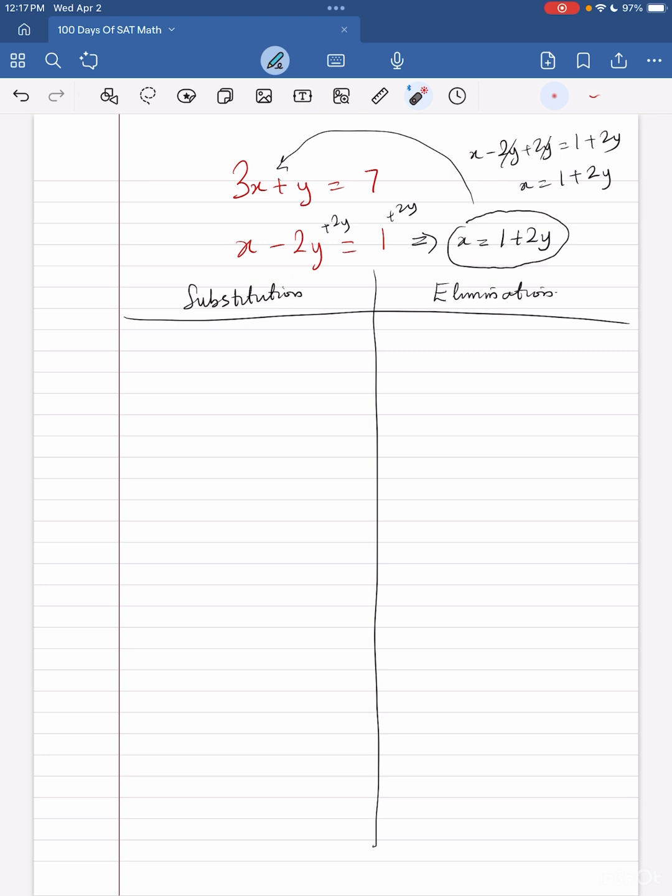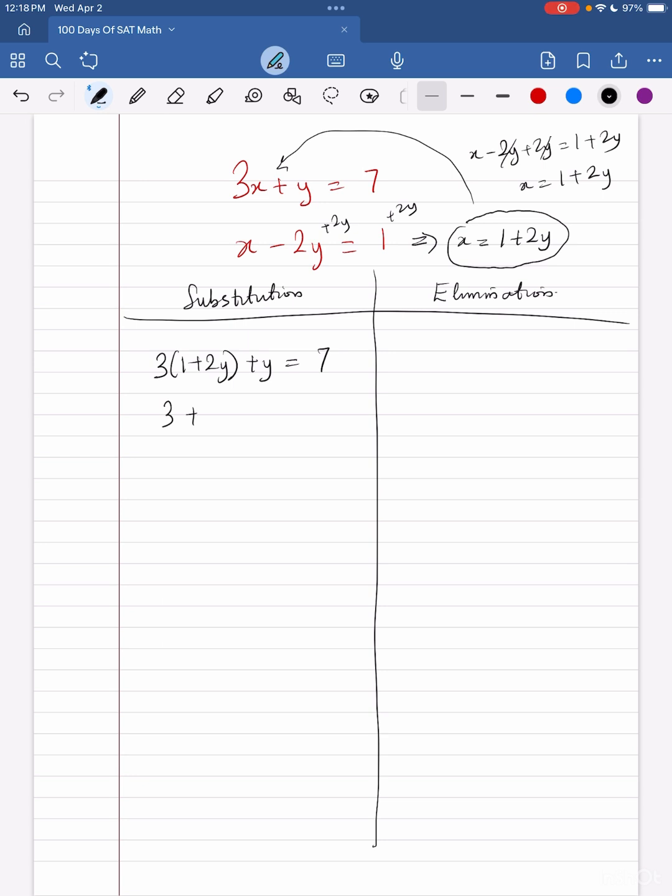So anywhere I see x, I put 1 plus 2y. So what does that mean? We do 3 times (1 plus 2y) plus y equals 7. So we have 3 plus 6y plus y equals 7. 6y plus y is 7y, plus 3 equals 7. In isolating the variable, we subtract 3 from both sides to undo the effect of adding 3. So we do 7y equals 7 minus 3, so 7y equals 4.